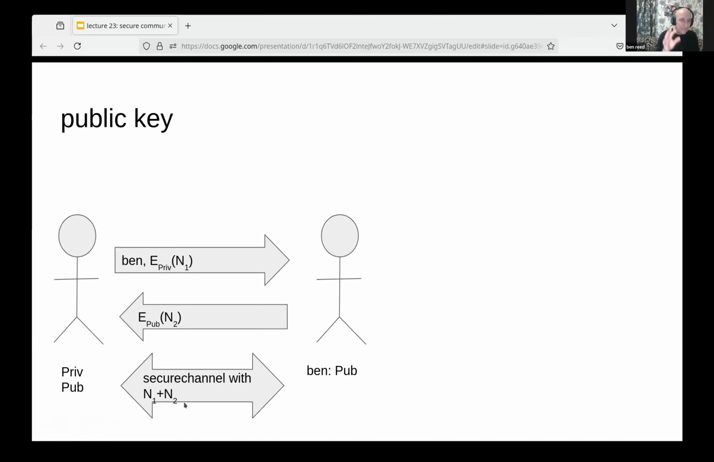Now it turns out we can do better than this, but we're getting there step by step. There is a problem here.